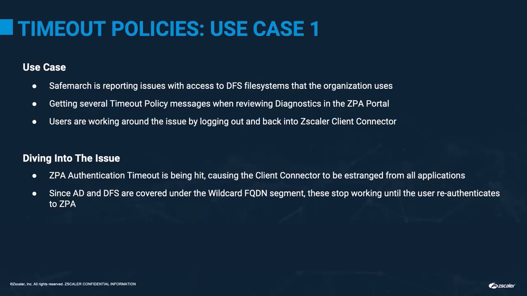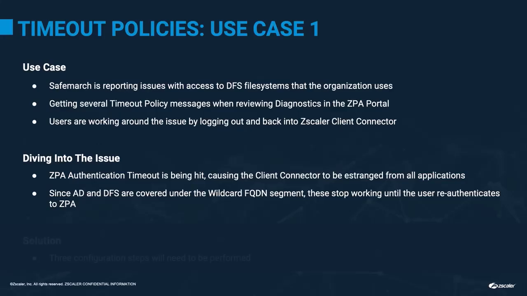A primary example of this is the DFS file system, which requires constant access to AD services for continuous validation and access permissions. Since both AD and DFS will be covered under the wildcard FQDN segment, these stop working until the user re-authenticates to ZPA.